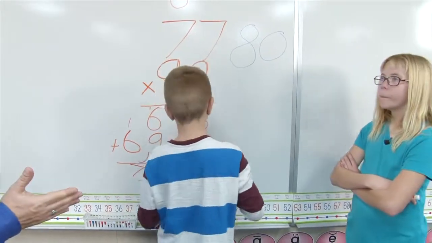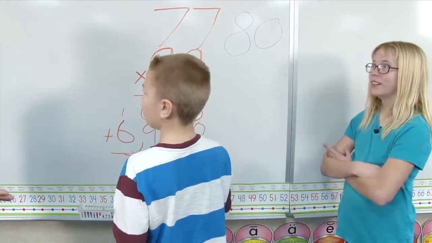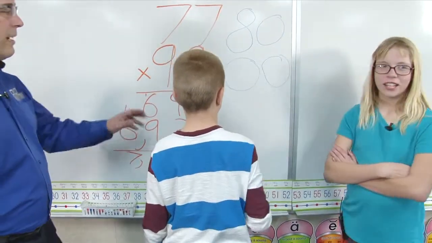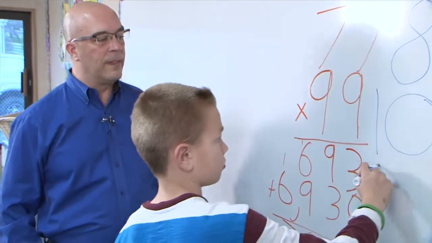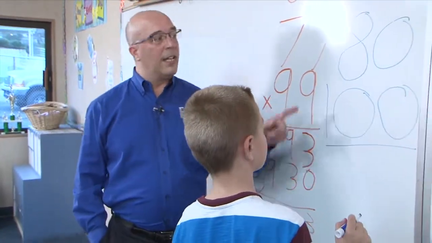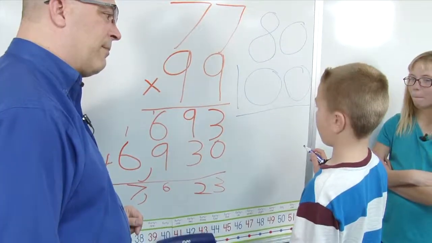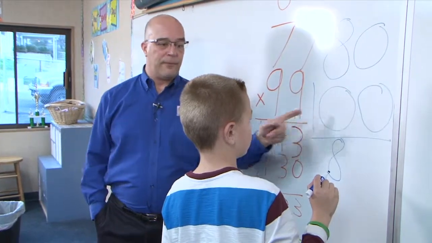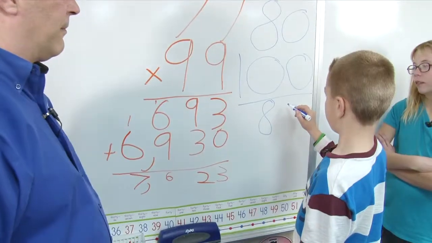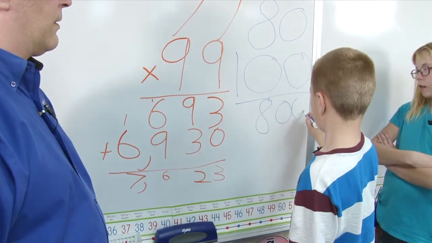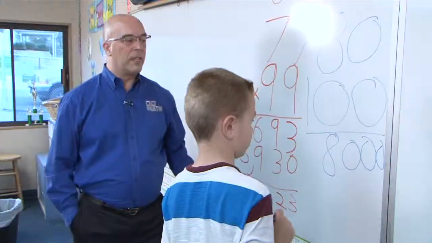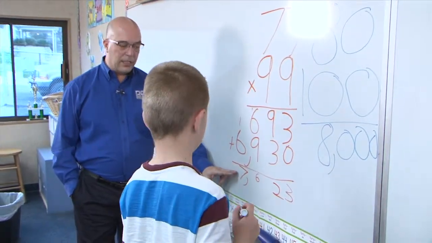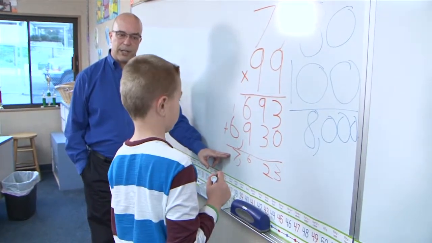And 99 is about what? 100. So go ahead and put 100. Now check this out. Put your line underneath there. We're going to use this estimate. What's 8 times 1? 8. So put in 8. And how many zeros are there altogether? 3. So put 3 zeros after that. What number is that? 8,000.